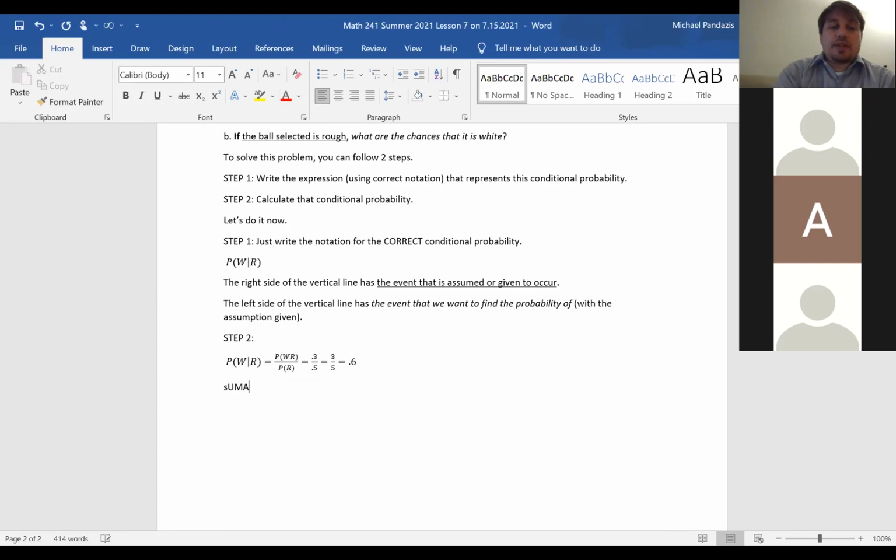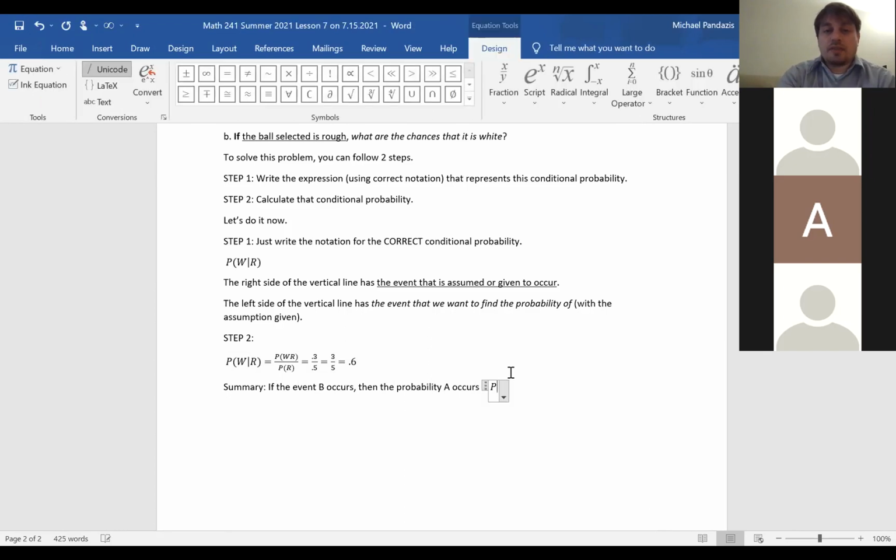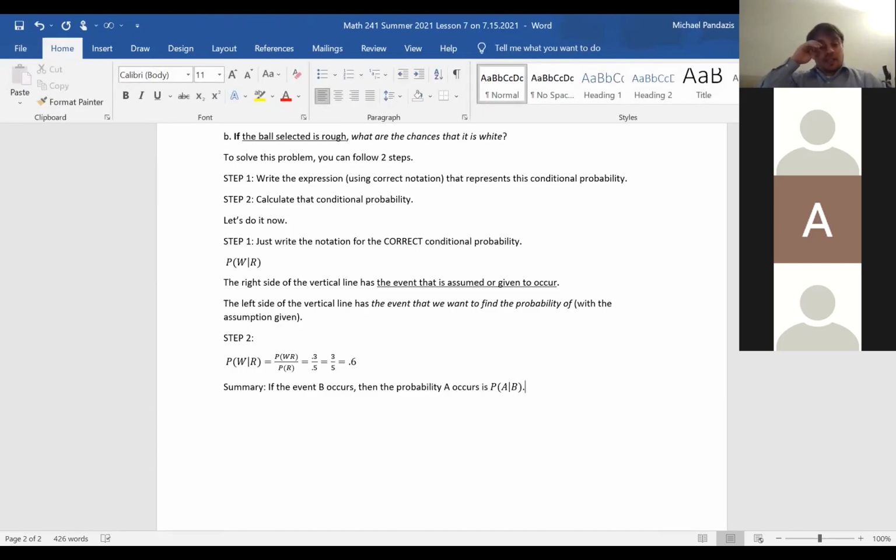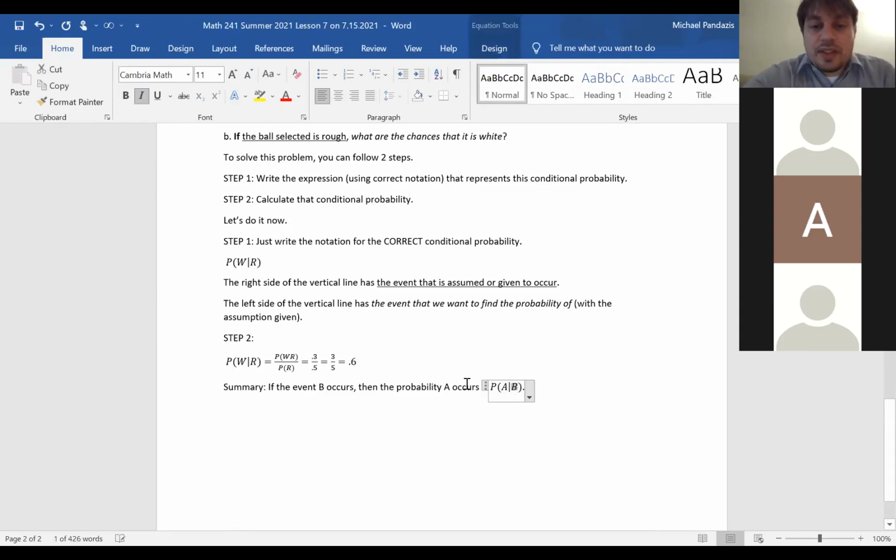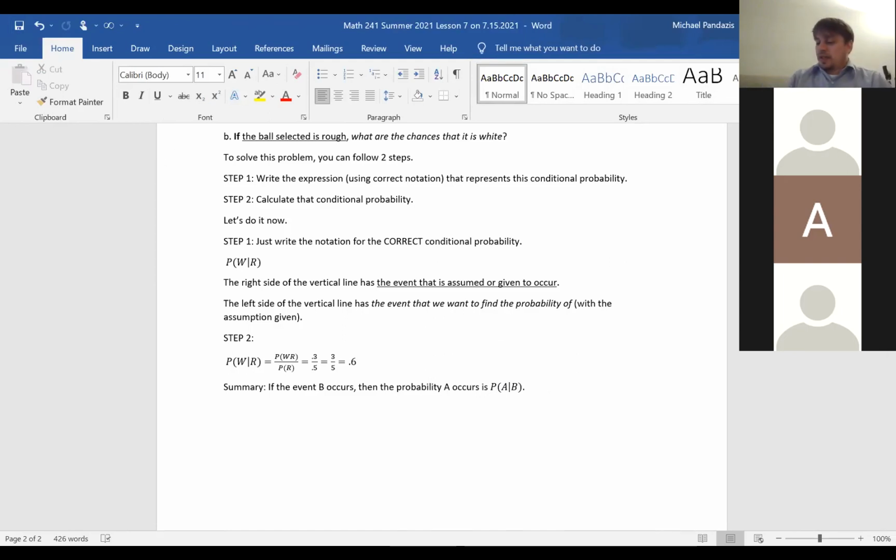Okay, and to sum this up, the summary is if the event B occurs, then the probability A occurs is the probability of A given B, the conditional probability of A given B. So if the event B occurs, then the probability A occurs is the conditional probability of A given B. Right? B is the assumed event to occur. Okay, any questions?